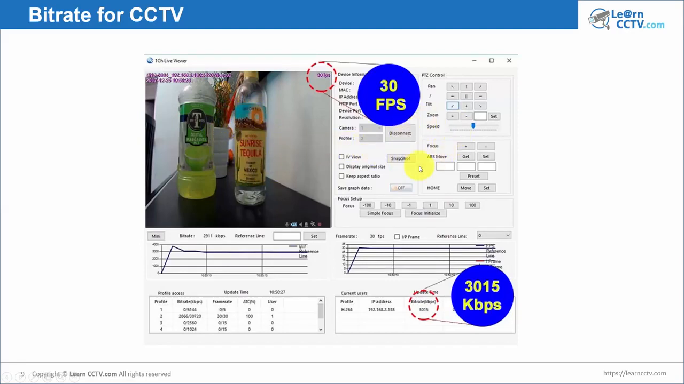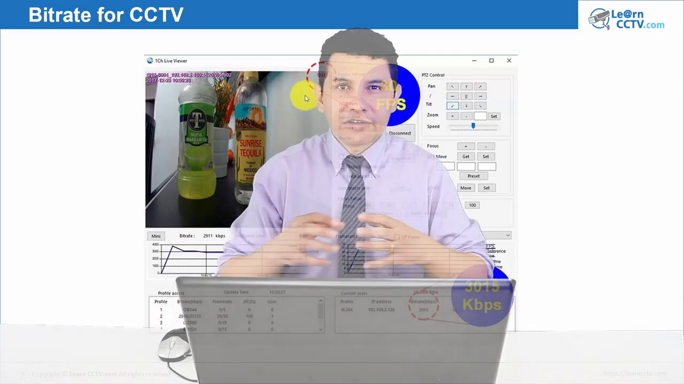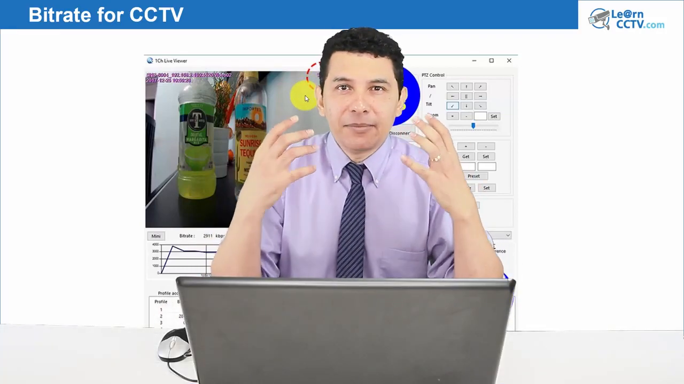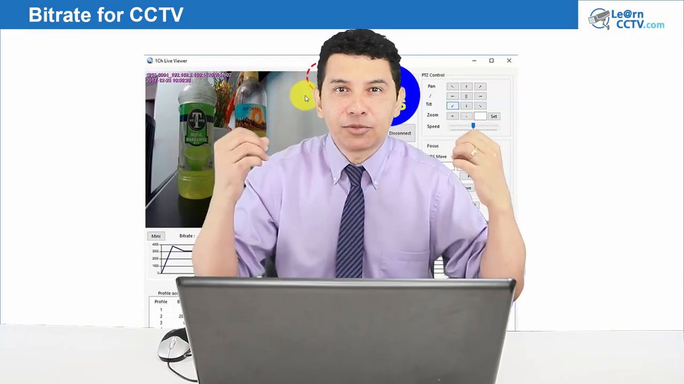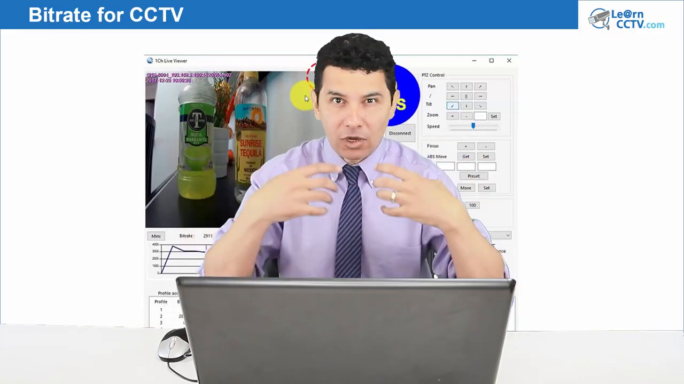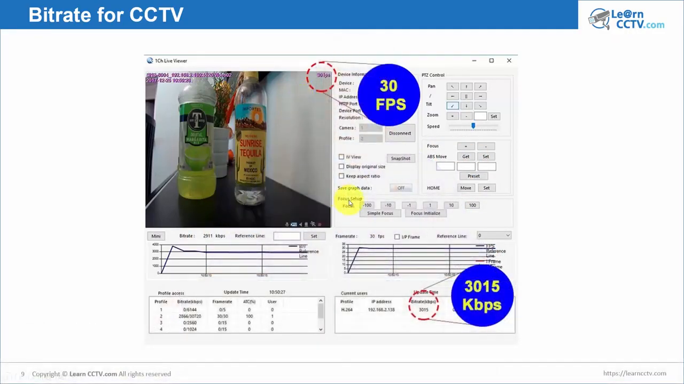Here it is showing a lot of technical information, right? But the interesting thing for us is just right here, 30 frames per second. So the camera is capturing 30 images per second, right? Capturing more images, you have better quality. So you can see the bandwidth here is using 3015 kbps, kbits per second, right?